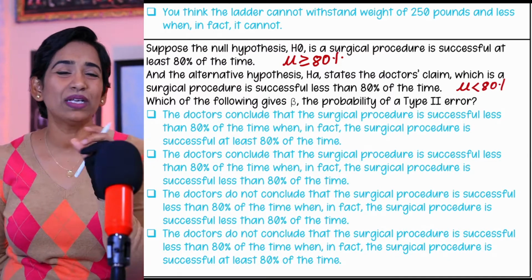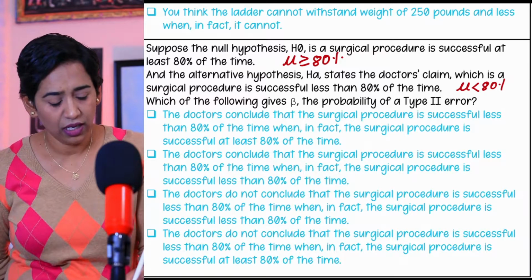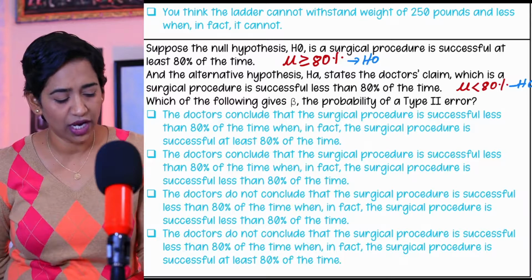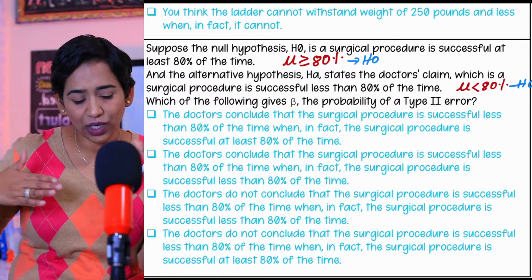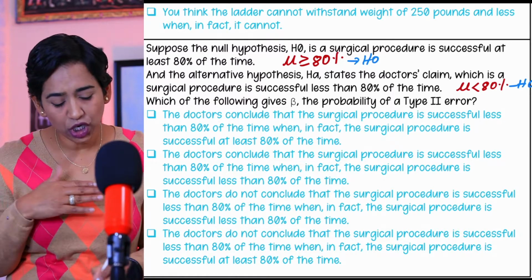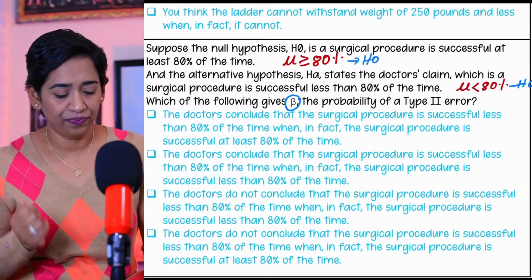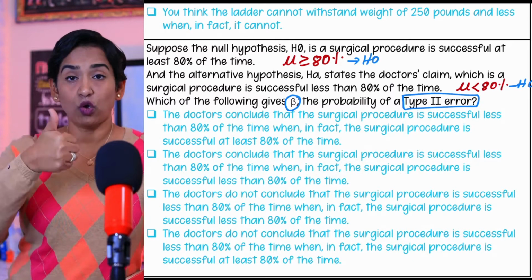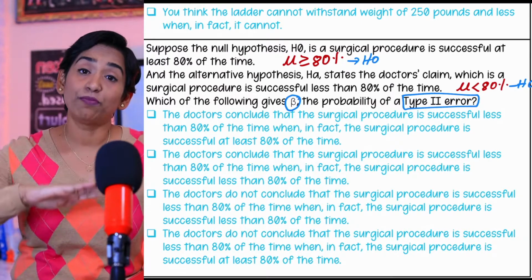Okay, so it's always nice to write down. This is my H naught, and this is my HA. Once I have that, I'm going to see what they are asking me. Which of the following gives beta? Beta is type 2, type 2 error. They're asking me for type 2 error. So I know my H naught, I know my HA, they're asking for type 2.